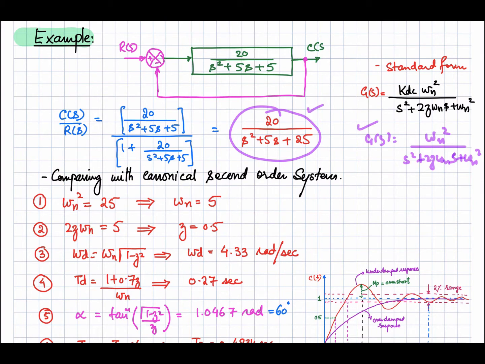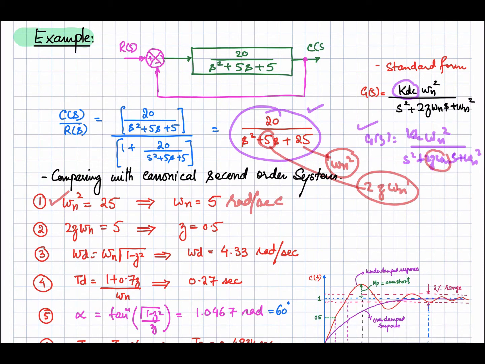So from this one, if I compare this standard transfer function with this one, we can say there is a DC gain over here as well, K DC into omega n square. So it is also part of this one. Okay, now this is the omega n square. So from here I can write omega n square is equal to 25. So omega n will be equal to 5 radian per second, right? And this term in the standard function is 2 zeta omega n. So comparing it with this one, that is 5 is equal to 2 zeta omega n. So from here we can find out the damping ratio or damping factor of this system. So that is equal to 0.5.